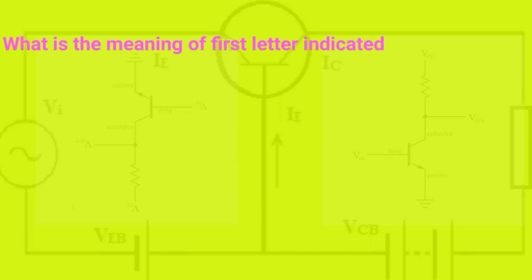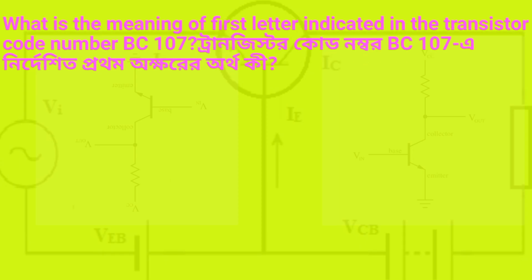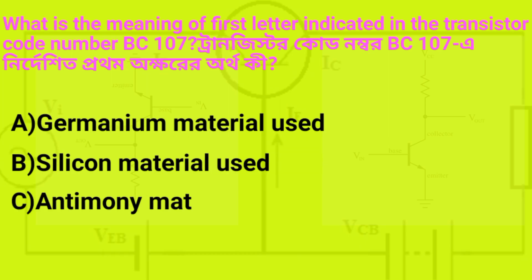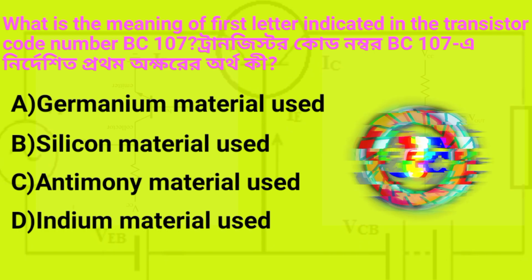What is the meaning of first letter indicated in the transistor code number BC107? Option A germanium material used, Option B silicon material used, Option C antimony material used, Option D indium material used.